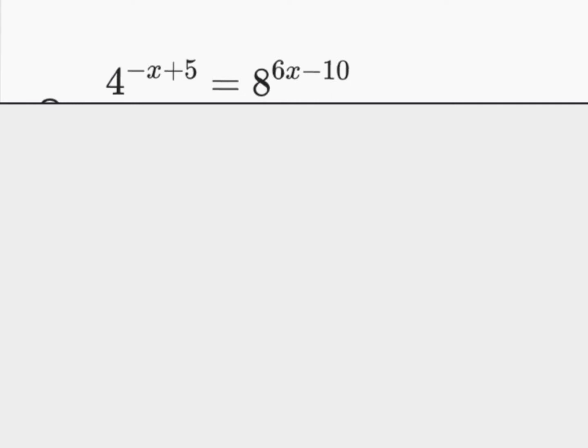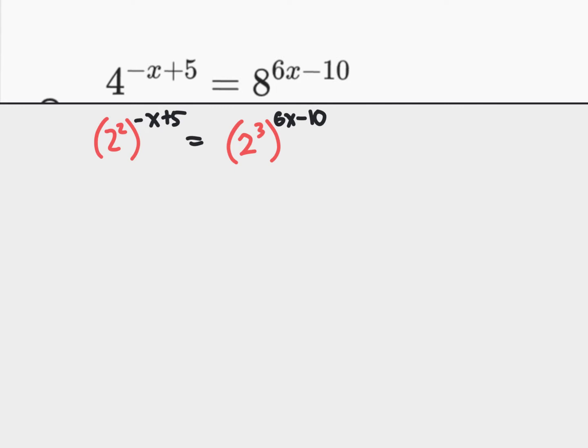So first thing you're probably thinking is, maybe we could change 8 to become base 4. Like as in 4 to what power gives you 8? It doesn't work. So if that doesn't work, you've got to change both bases, right? We're going to change that 4. We're going to make it a 2 squared, which is really a 4. It still has the power of negative x plus 5. Still has an equal sign. Now the 8, I'm going to change that to become 2 to the third. And we still have the power of 6x minus 10. So now that we have the same base, we'll be able to eliminate those bases, and the exponents will come down as your new equation.